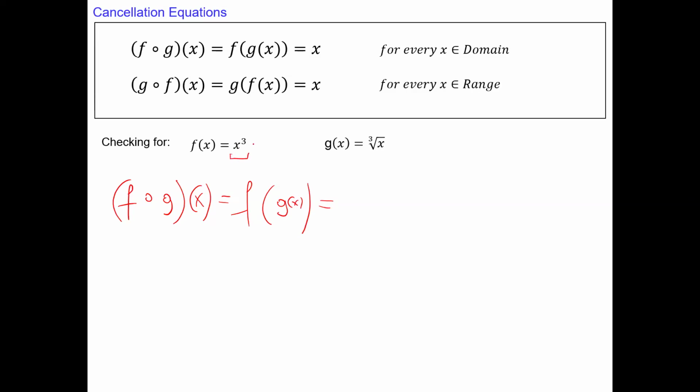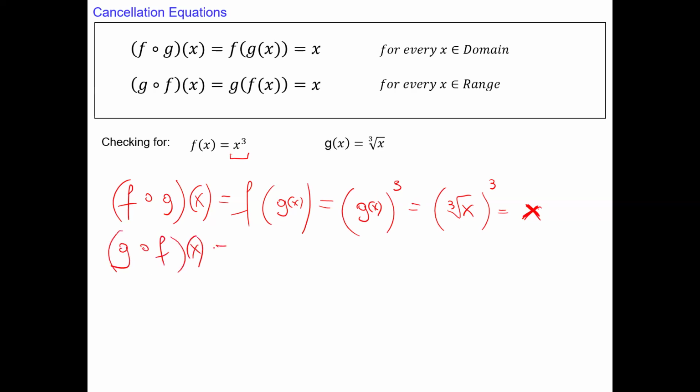Okay, that means function f is defined as a quantity x cube, but I will not put x, I will put g of x. And g of x cube is cube root of x cube, which is of course x. That means whenever you take a function and its inverse and make the composition, we can also do it the other way: g compound with f.